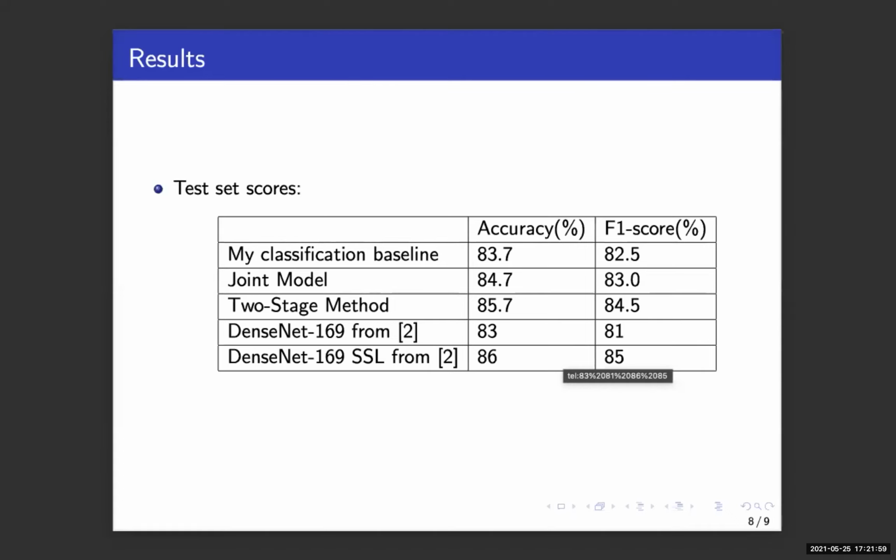So the joint model was better by about 1%, and the two-stage method was the best, about 2% better than the classification baseline and 1% better than the joint model. And it was a bit worse than the self-supervised learning method, but that also used additional data, so the datasets weren't identical.